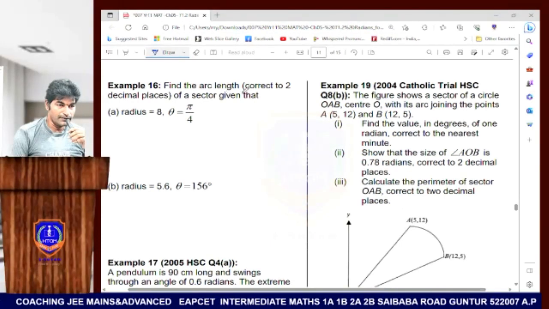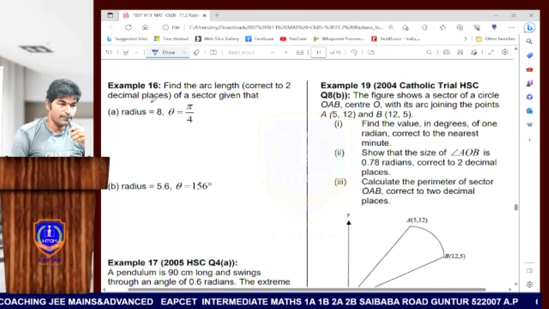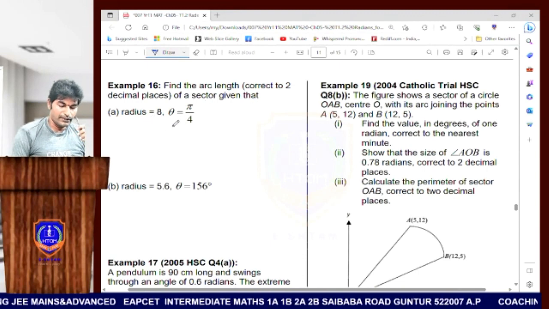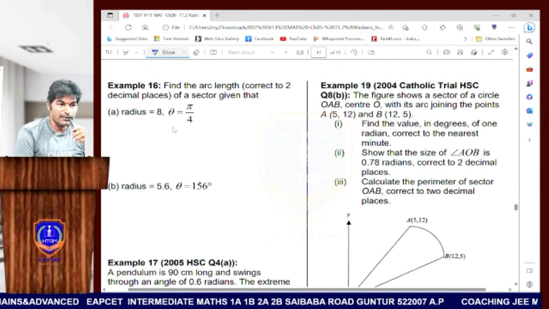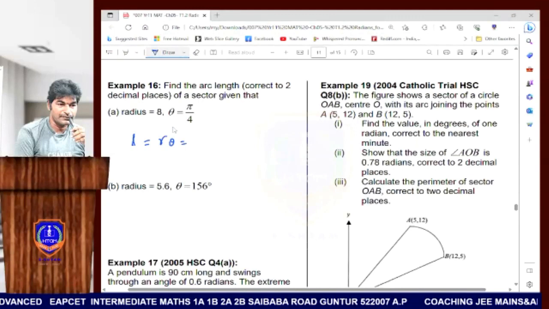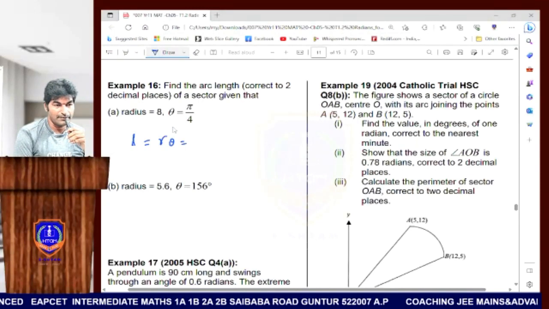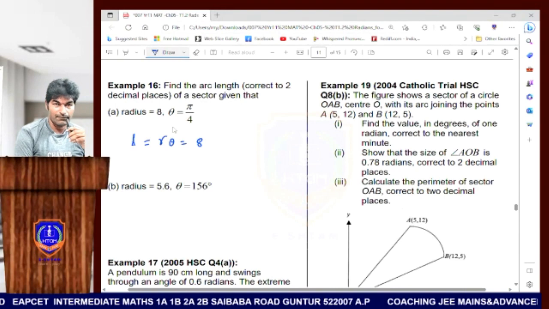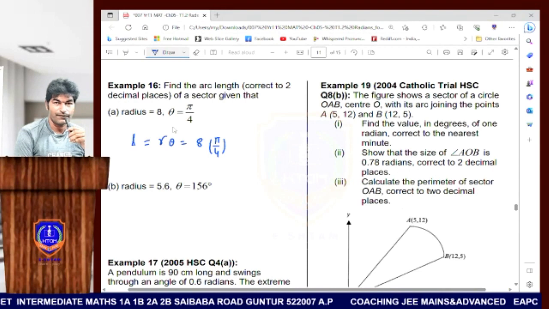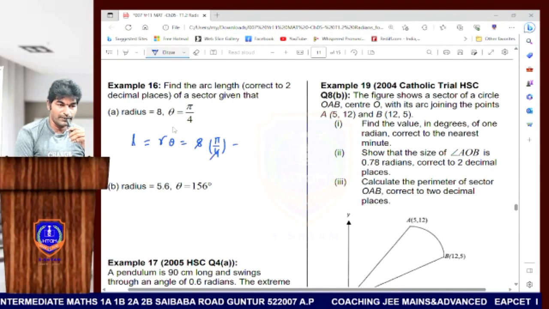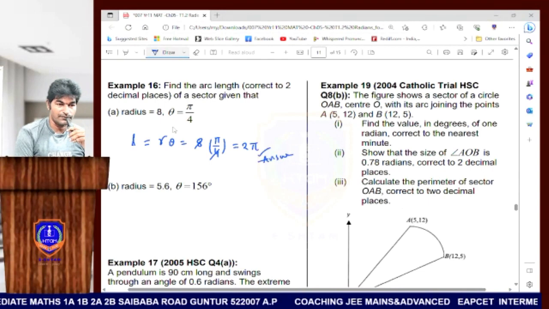Find the arc length correct to two decimal places of a sector given that radius equal to 8 and theta equal to pi by 4. So what is the formula for arc length? L equal to r theta. R is 8, and theta is pi by 4. So 4 goes into 8 two times. So 2 pi is the answer for this question.